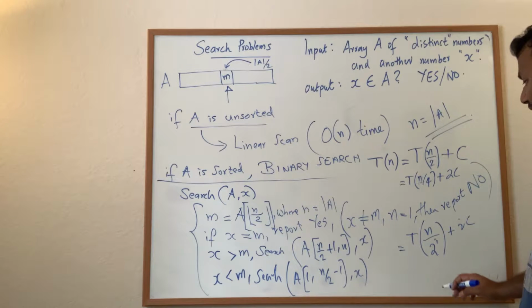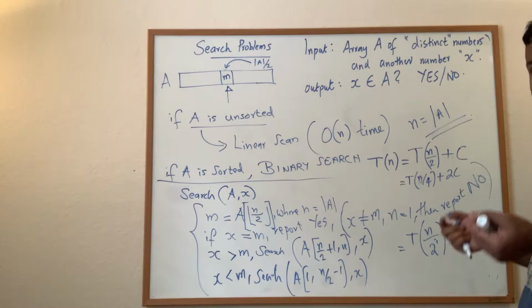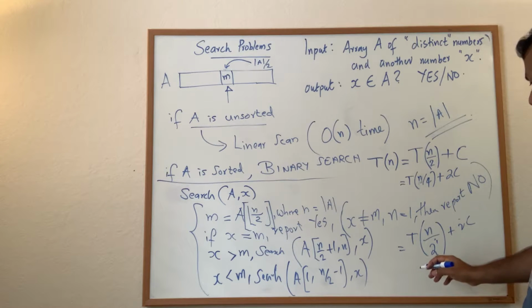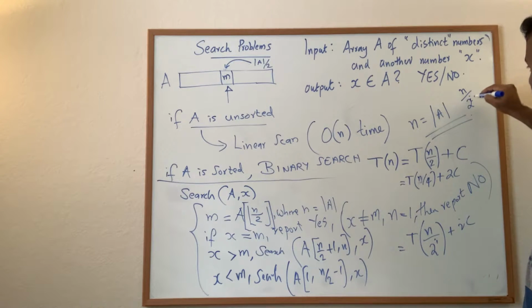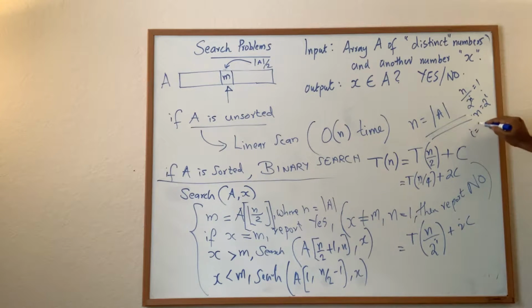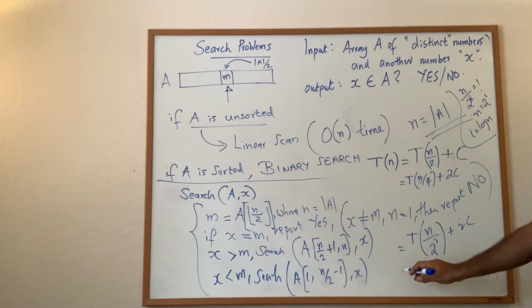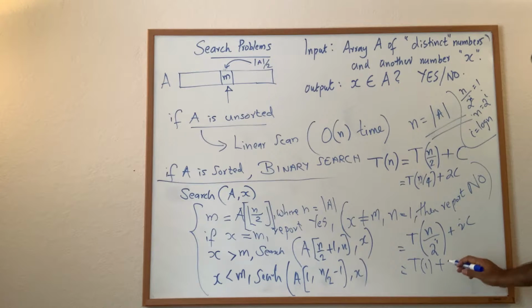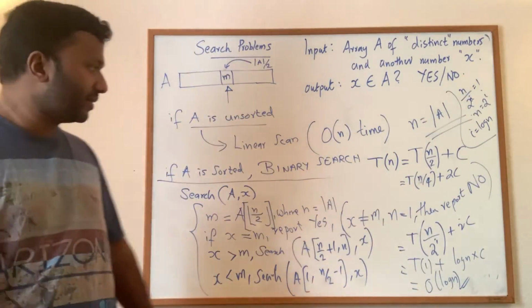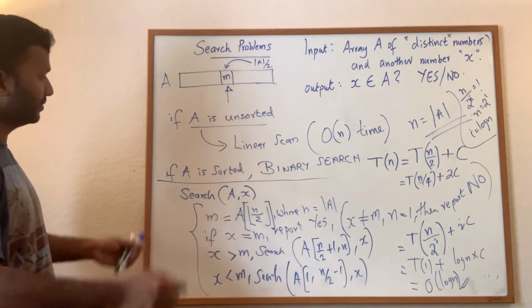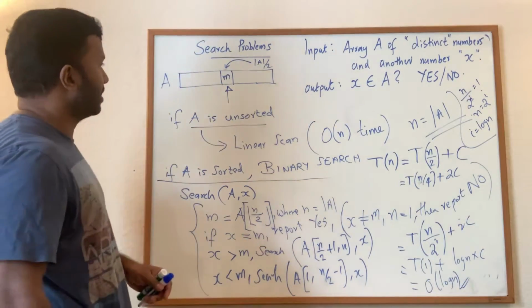And I know that when the size of the array is 1, we can do this in constant time. So we want to make this quantity 1. To make this quantity 1, that is n divided by 2 raised to i is equal to 1, I know that n is equal to 2 raised to i, or i is equal to log n. So put all these things back: this will be T of 1 plus log n times c. So the whole thing is big O of log n. So that is binary search. This was just to refresh the memory. Now let's make it more interesting.